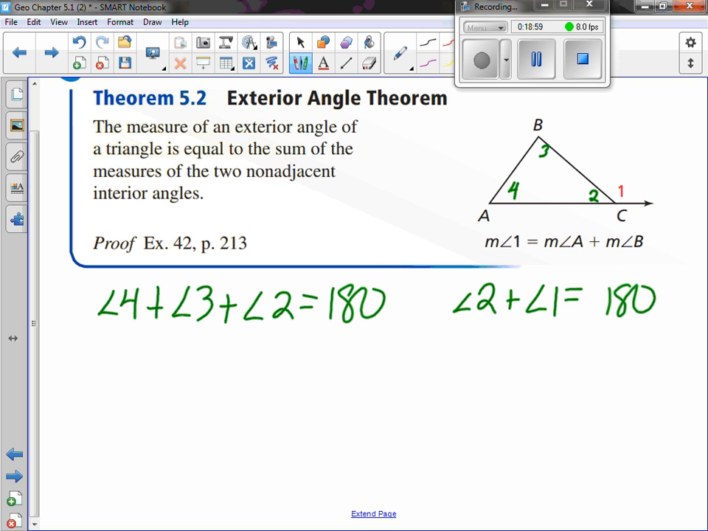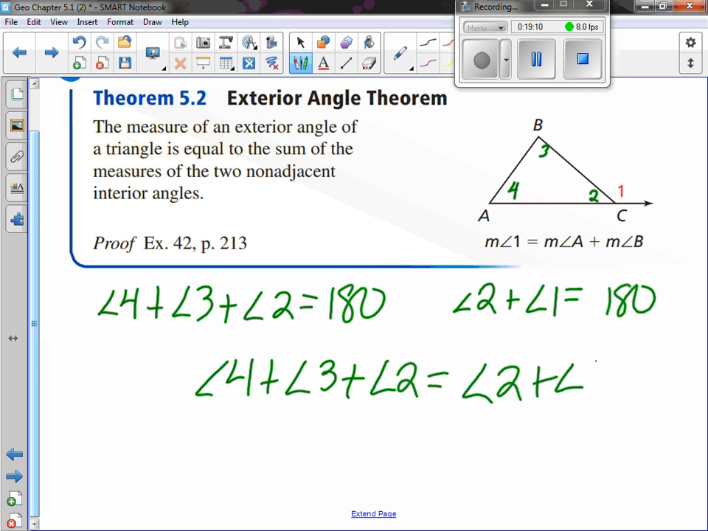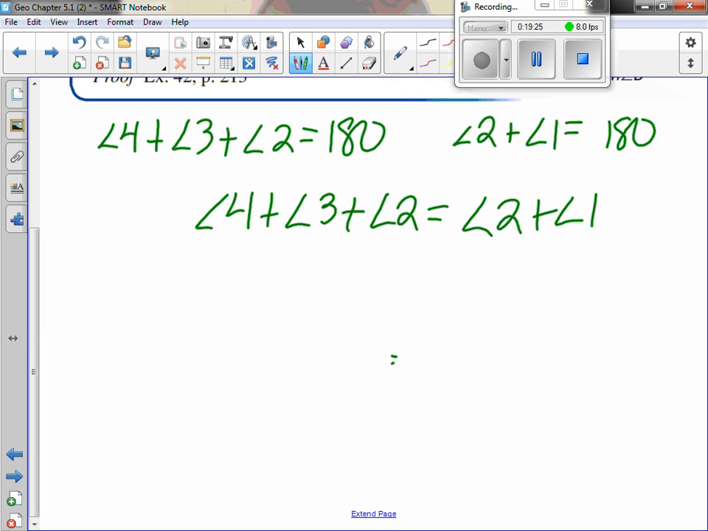Do both of these equal 180? Since both of these equal 180, what I can say is that angle 4 plus angle 3 plus angle 2 is equal to angle 2 plus angle 1. So are we good with saying this here? Because they both equal 180, they're equal to each other, because they equal the same thing. Do you have an angle in common with both of these? Yes.